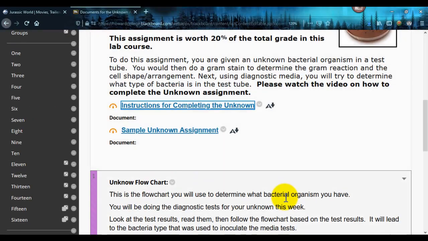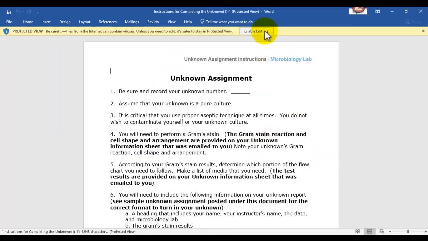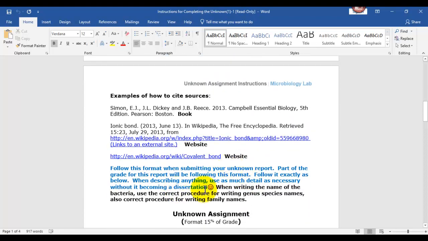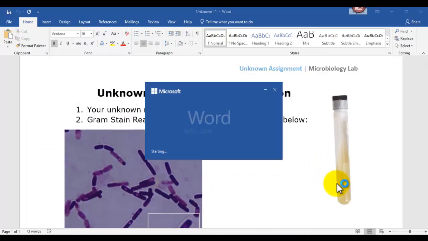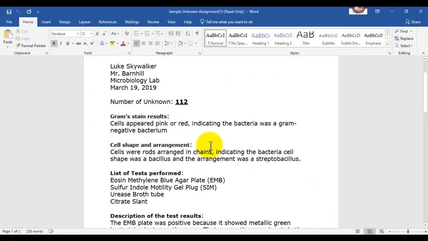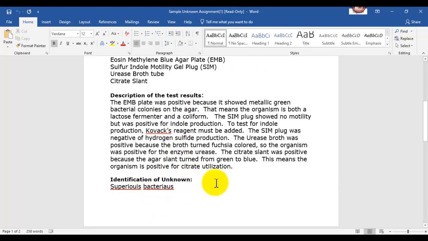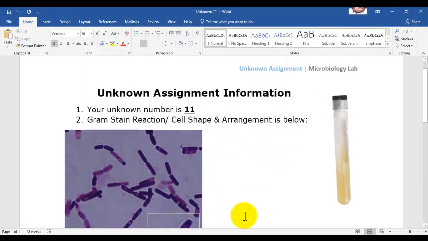Okay, we are back. And I had just wrapped up going through a really quick and short way of what you're going to be doing. You're basically going to be doing some tests, and I went through and showed you where you can find the information on how to write up your paper. And then here is a total sample unknown without the blue writing in it. So gram stain results, cell shape arrangement, list of tests performed, description of tests, identification of the unknown, research questions. And that's a good example of how to do it.